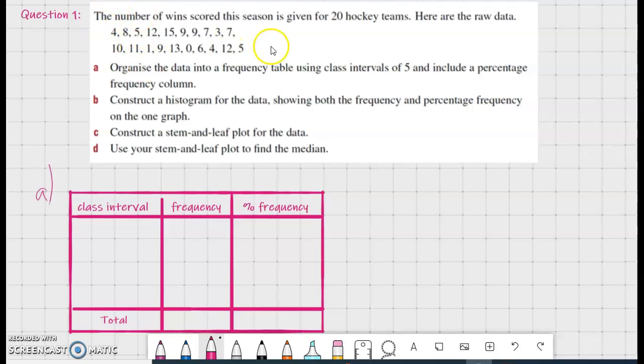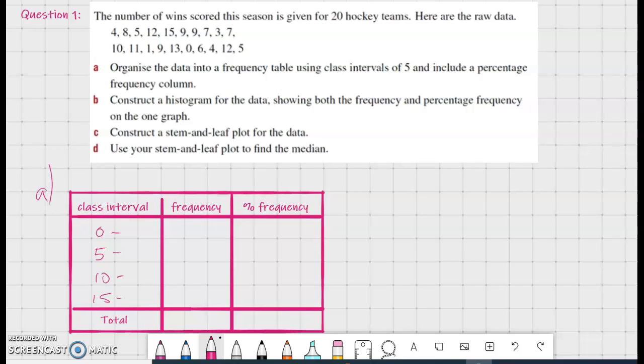To make our class intervals, we need to look at our data. We can see the lowest is 0 and the highest is 15. Given that there's 20 teams, if they all play each other once, each team will play 19. So we need to go from 0 to 19 in intervals of 5. We start with 0 and go dash, leave it blank. The next interval will start at 5 because we're doing intervals of 5, then 10, and then 15. That would logically take us up to 19.